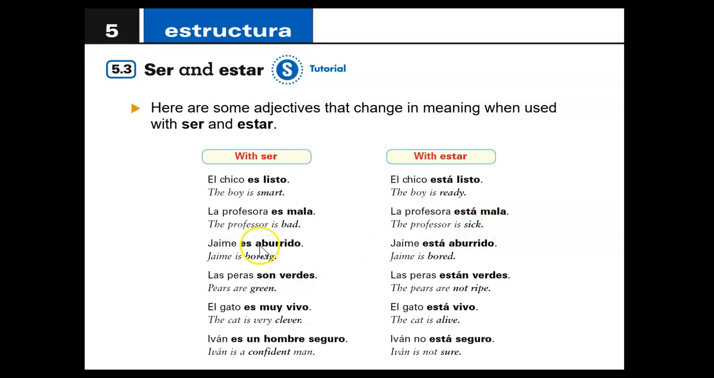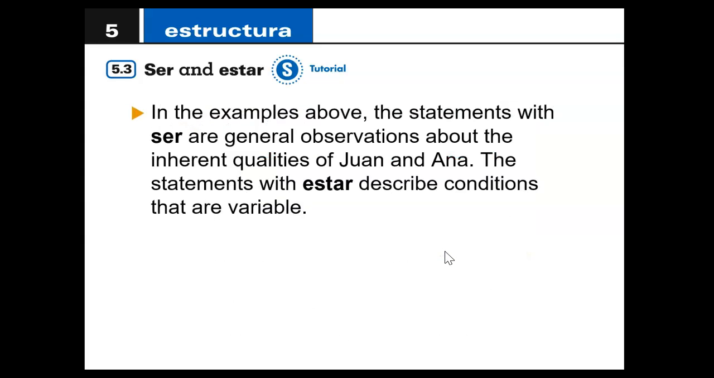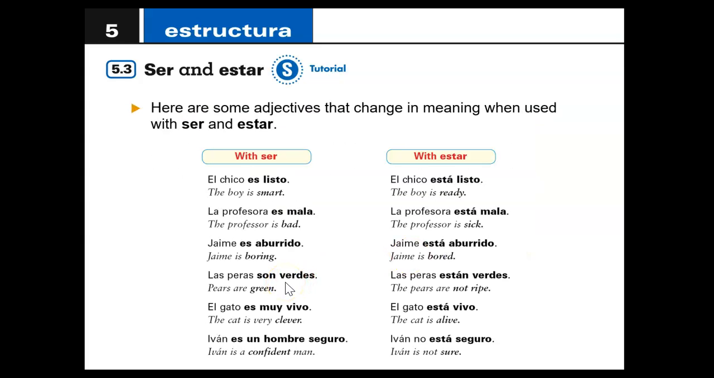Okay? Jaime es aburrido. Jaime is boring. Jaime está aburrido, is bored. Oop, went a little bit fast there. Sorry. Las peras son verdes. The pears are green. If you say las peras están verdes, it means they're not ripe, meaning they're not ready to be eaten. Okay? El gato es muy vivo. The cat is very clever. El gato está vivo. The cat is alive.